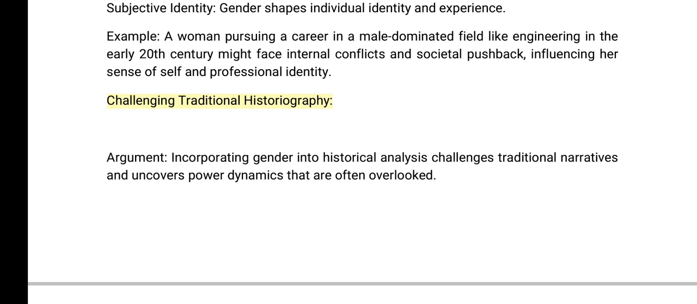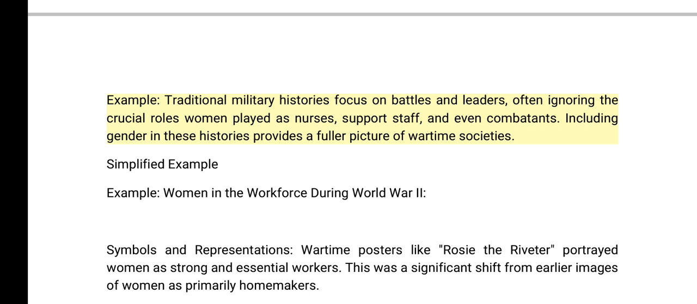Challenging traditional historiography. Argument: incorporating gender into historical analysis challenges traditional narratives and uncovers power dynamics that are often overlooked. Example: traditional military histories focus on battles and leaders, often ignoring the crucial roles women played as nurses, support staff, and even combatants. Including gender in these histories provides a fuller picture of wartime societies.